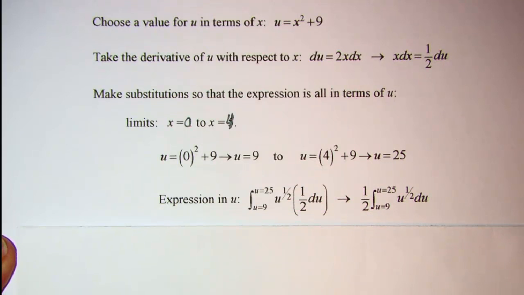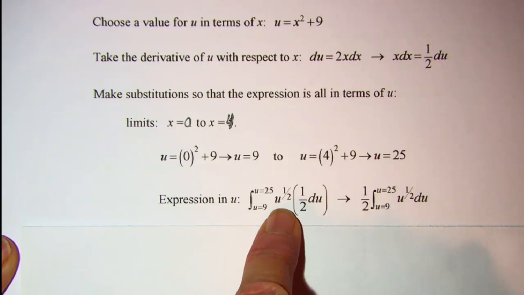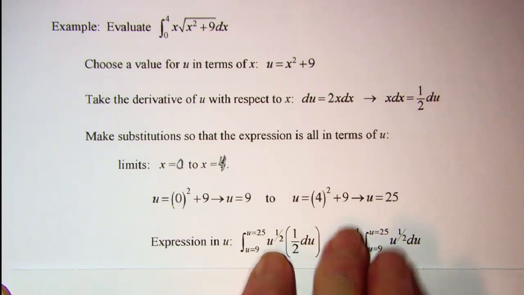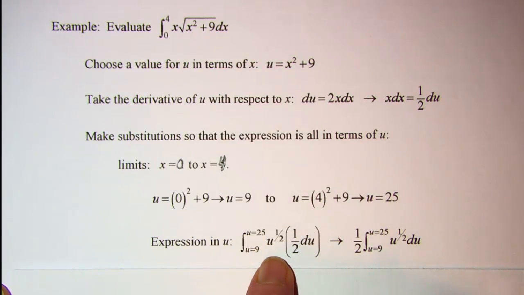So our expression becomes the definite integral from u equal 9 to u equal 25 of u to the 1/2, because of the square root, we'll use that as an exponent of 1/2. And then my x dx I replaced with 1/2 du. We can pull the 1/2 out in front of the integral.